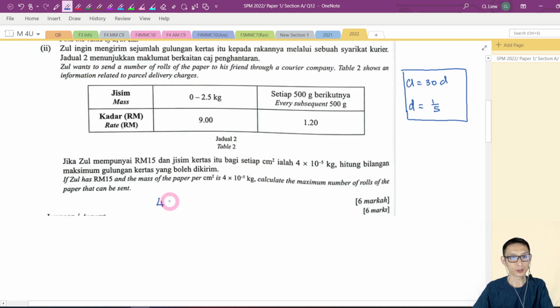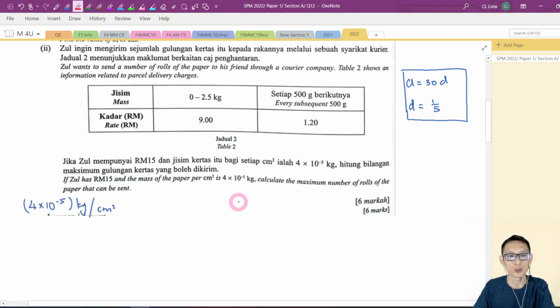let me write this one first. It means that the mass of 1 square centimeter of the paper is 4 times 10 to the power of -5 kilogram. We want to calculate the maximum number of rolls of paper that can be sent if he only has 15 ringgit. Now let me explain this one to you first.